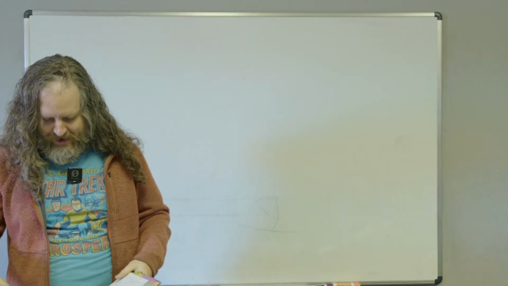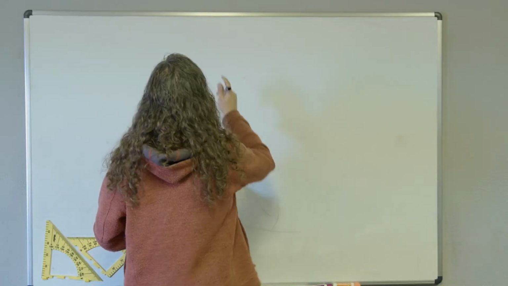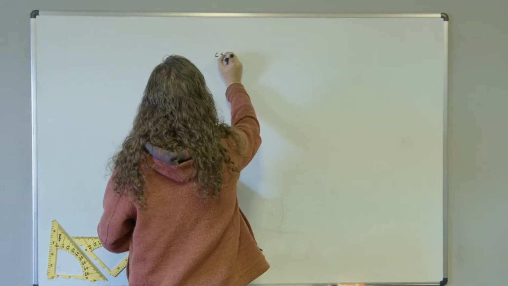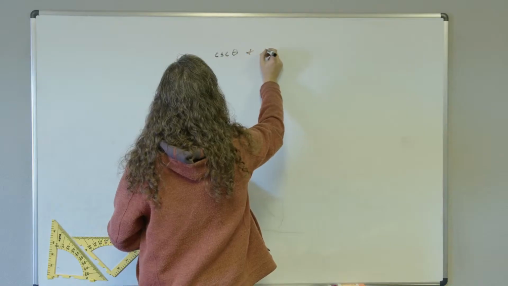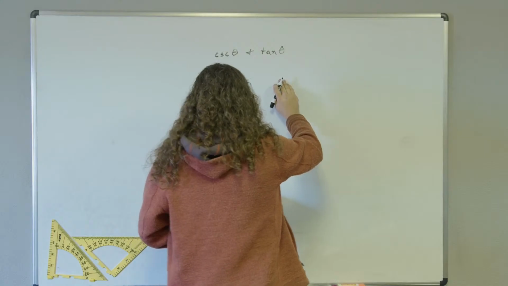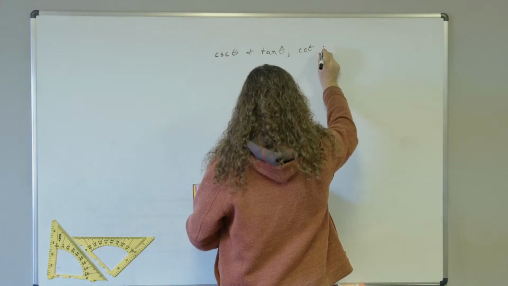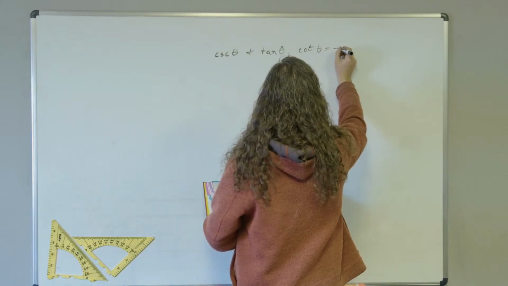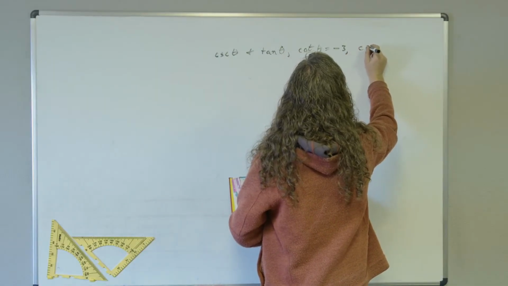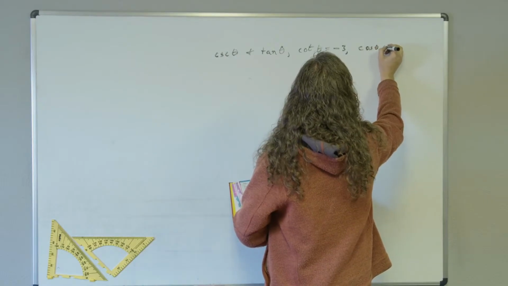We're going to find the value of each expression given the given information. We want to find the cosecant of theta and the tangent of theta. And we are given that the cotangent of theta equals -3, and cosine of theta is less than 0.